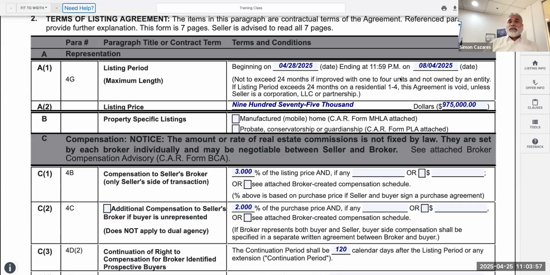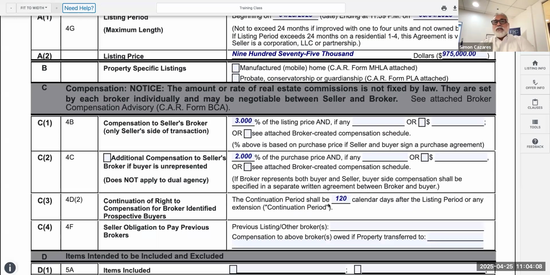But that's again why it's so important, folks, that you fill this out, and if you don't know, ask the questions. These little things, like the continuing period, are an important component of this listing agreement, because there are a lot of sellers that will try to go behind you. They find a buyer and they don't want to pay compensation. They'll try to maneuver and wait until the listing gets either canceled or expires, and then they try to open up escrow.